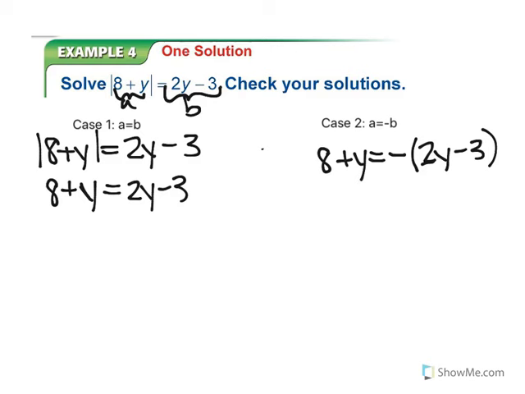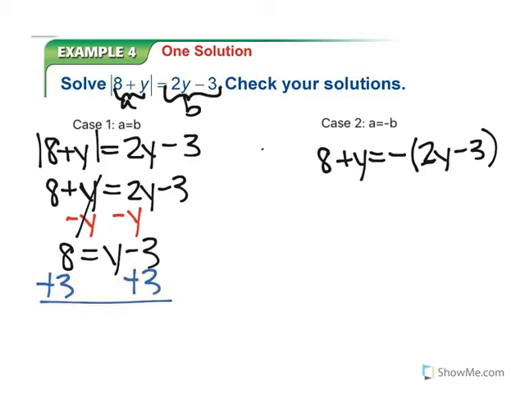Now all we're going to do is solve for y. I'm going to subtract 1y from each side, and I'm going to get 8 is equal to y minus 3, and here I'm going to add 3 to both sides of the equal sign to where I get 11 is equal to y. Okay? Now before I say that it's a solution, I'm going to have to plug it back in and check my solution. Okay? Let's look at case number 2.